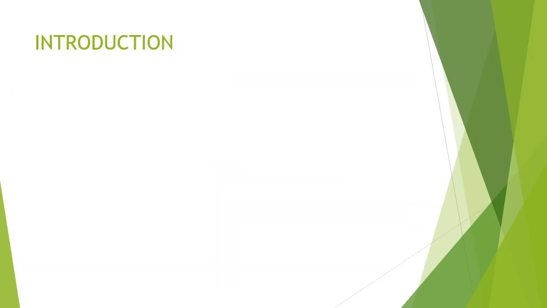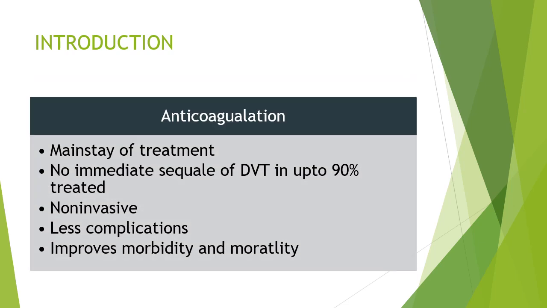We know that anticoagulation therapy is the mainstay of treatment for thromboembolic conditions, whether it's pulmonary embolism, deep venous thrombosis, or other arterial side or venous side thrombosis. And for the patients who receive anticoagulation therapy for DVT, there are no immediate sequelae in up to 90% of the patients who are treated with anticoagulation therapy. The next advantage is that the therapy is non-invasive compared to catheter-based therapies and thrombectomies. Less complications are associated with anticoagulation therapy, and anticoagulation therapy improves morbidity and mortality in these patients.